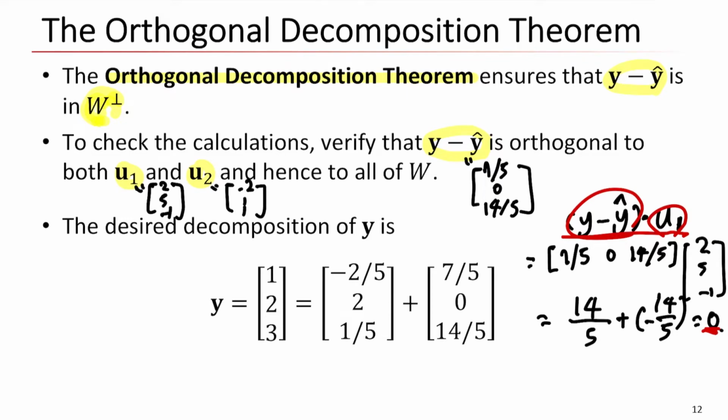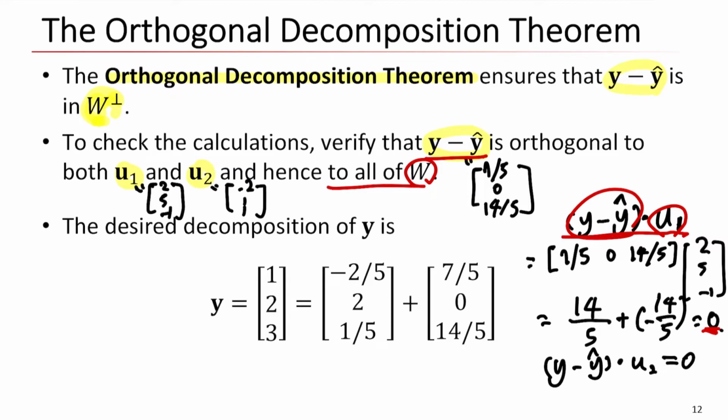So you can easily verify y minus y hat inner product u2 is equal to 0, right? Because y minus y hat is orthogonal to u1 and u2, hence this y minus y hat is orthogonal to all of the vectors in the W space. Okay.